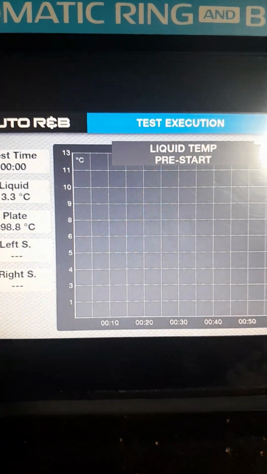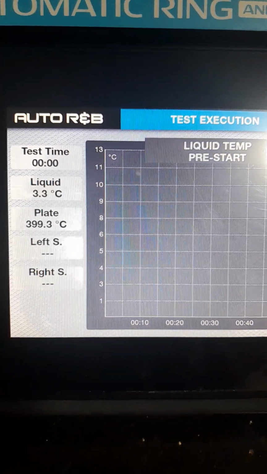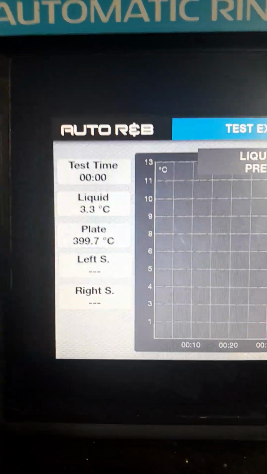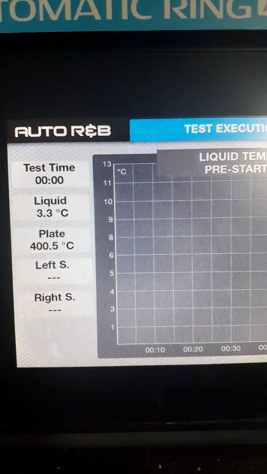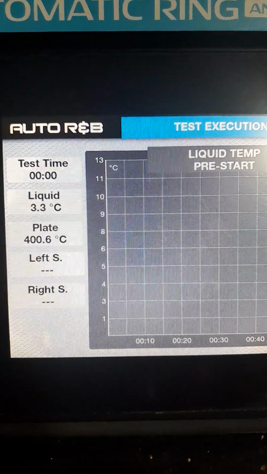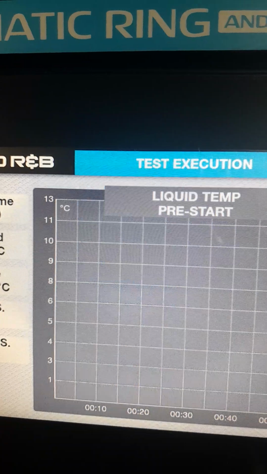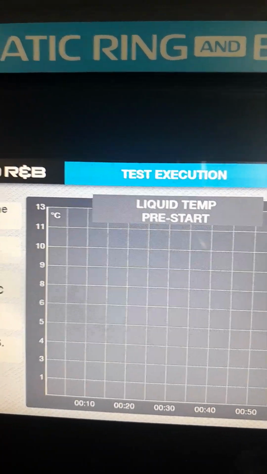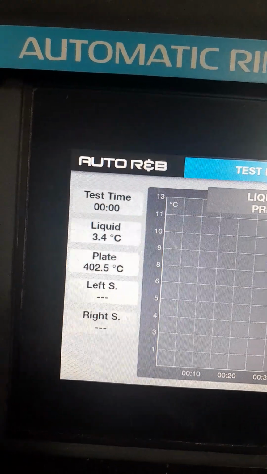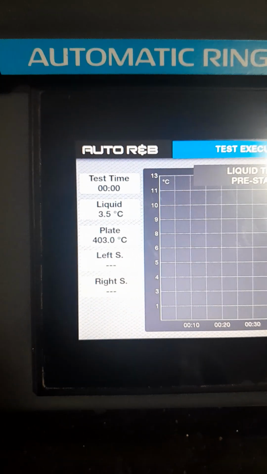Once it's stabilized enough, the sensor will indicate that we should start the test. So at 5 degrees Celsius, we start the test. You can stay tuned with us. We're at 4.5 degrees Celsius.